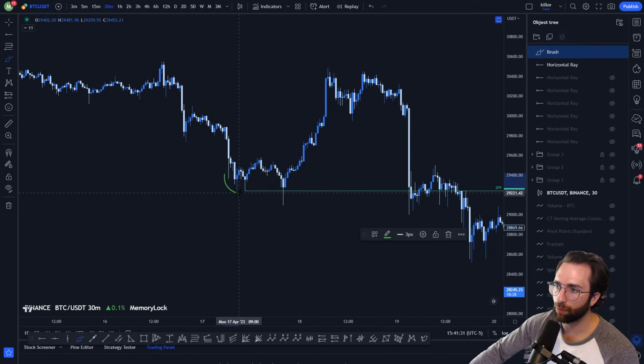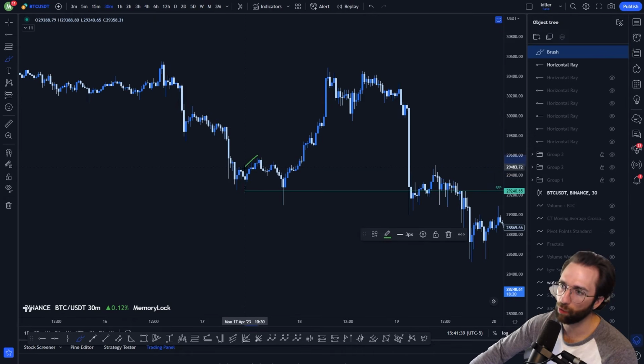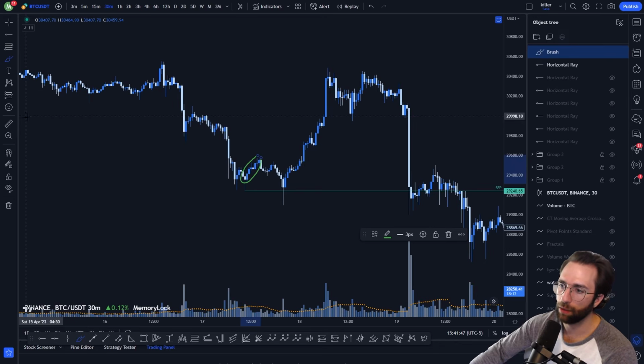We sort of rounded price out, got a move up. And this is the thing for me, when I see price round out like this, buyers weren't really showing up here, right? This isn't a really strong move up. If we go ahead and pull up volume, we can see it was a move up on decreasing volume. It wasn't very significant.